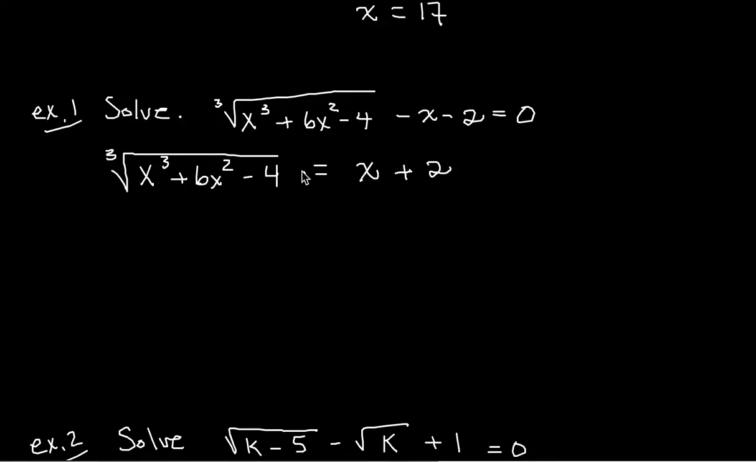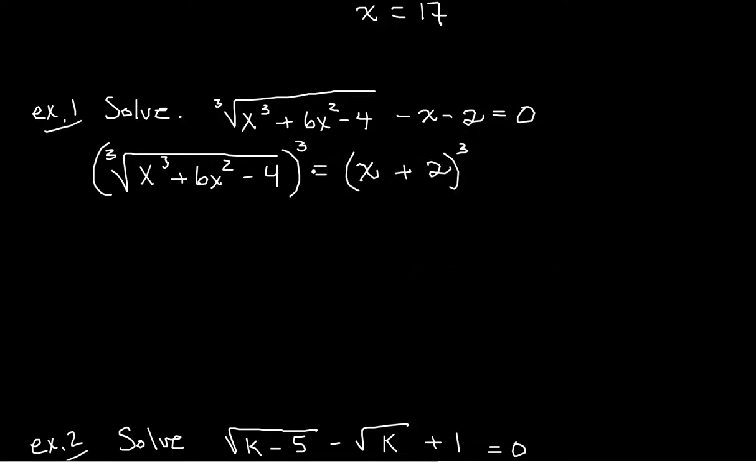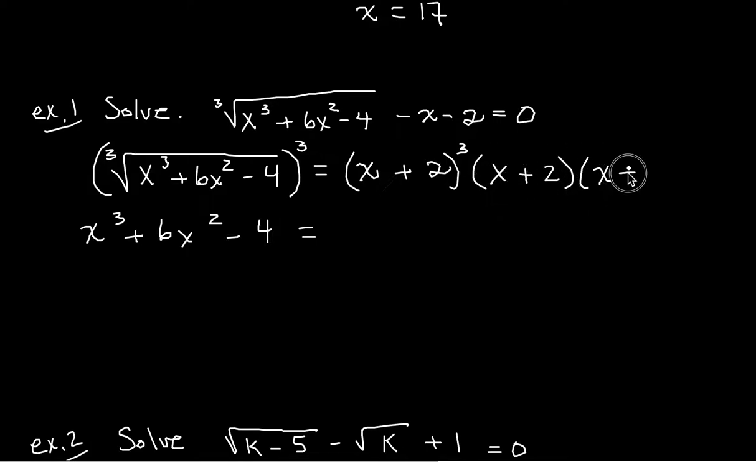Now instead of squaring it, we're going to cube both sides because it's a cube root. On the left side, it's easy. When you cube a cube root, you get what's underneath it. However, on the right side, when you cube a binomial, we are basically taking it times itself 3 times. So we're going to use FOIL.